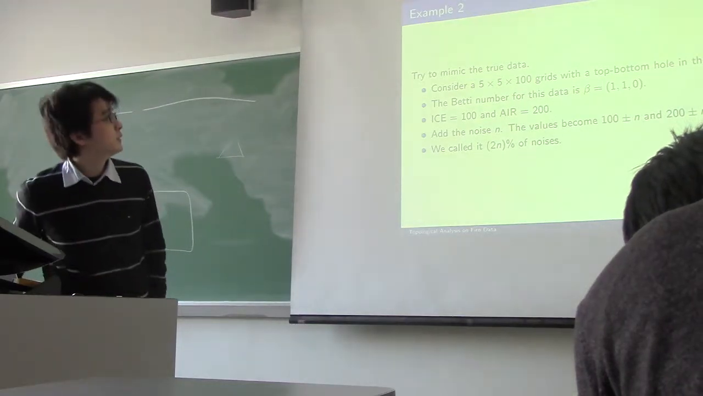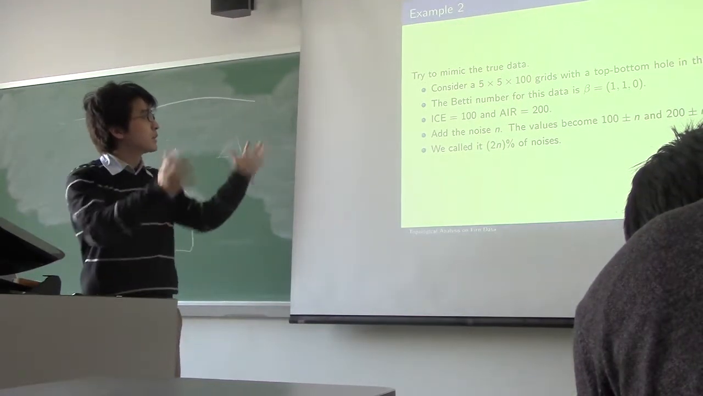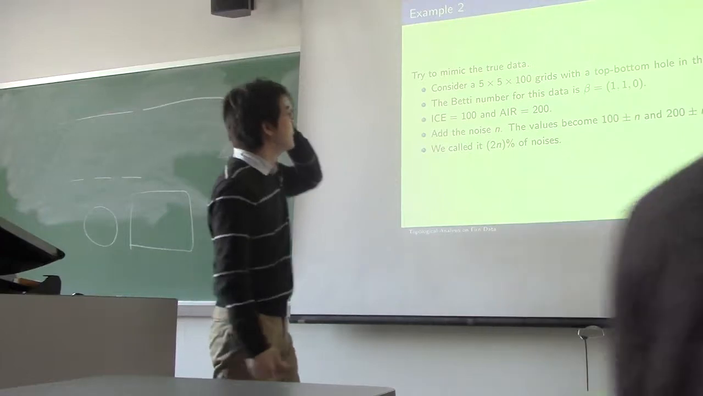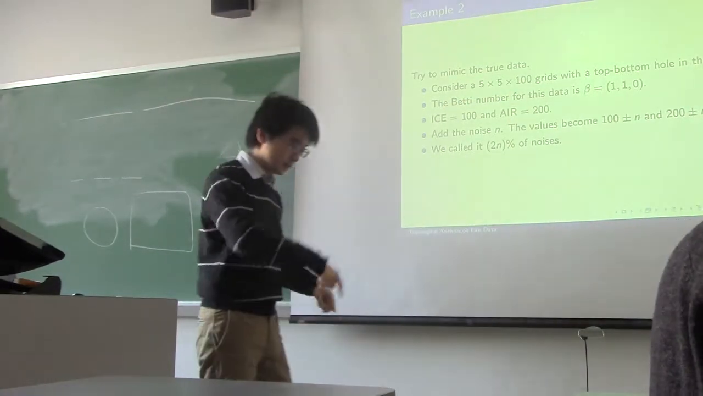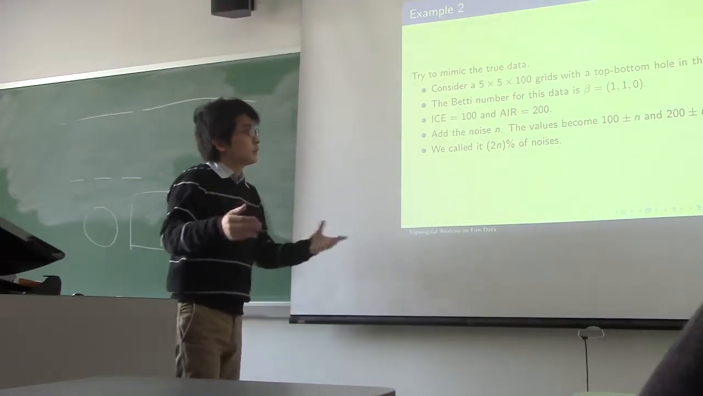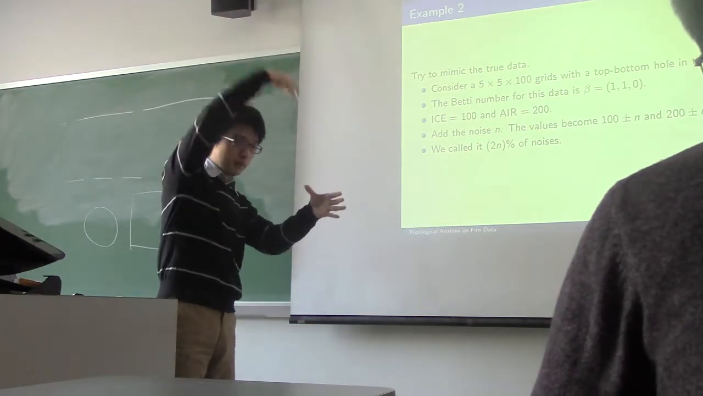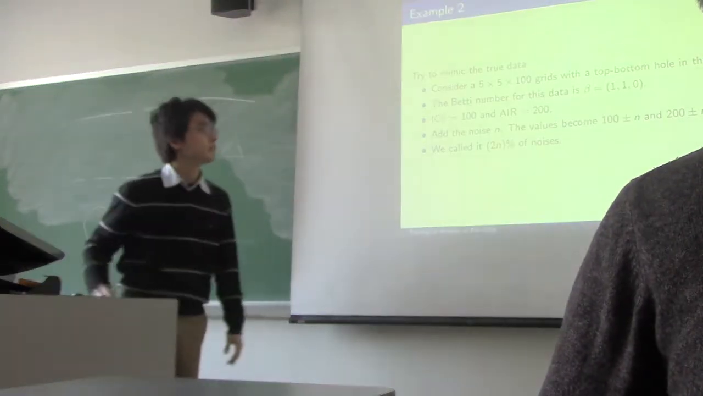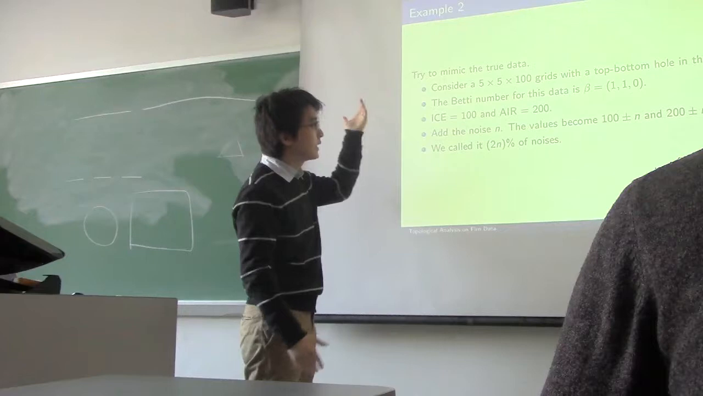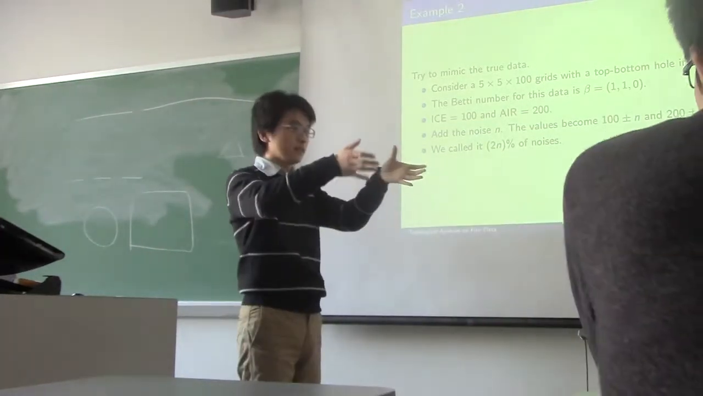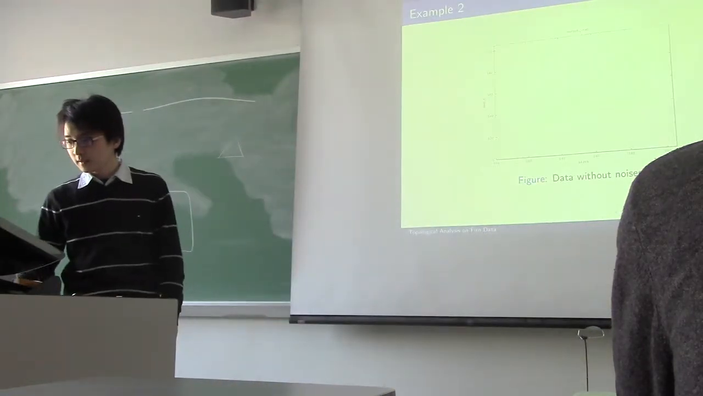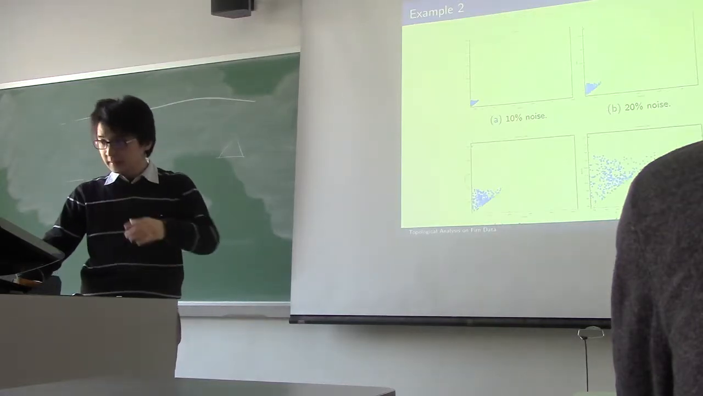Alright, so let's try a much larger example. Imagine I have a 3D block, 5 by 5 by 100. It's a cylinder, and as a toy model, I put one hole in the middle. To see the long life generator and the short life generator, I'm going to add noise on the object I have. And this is what we got.